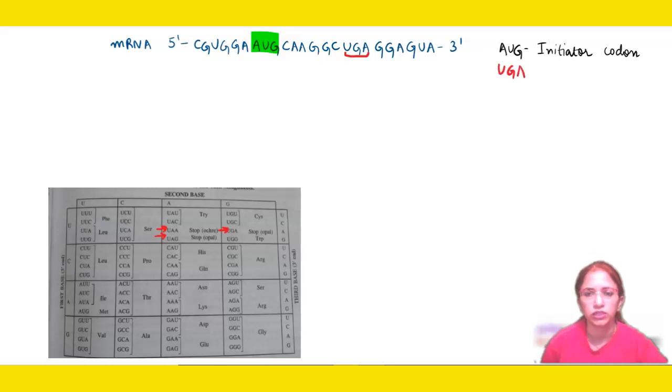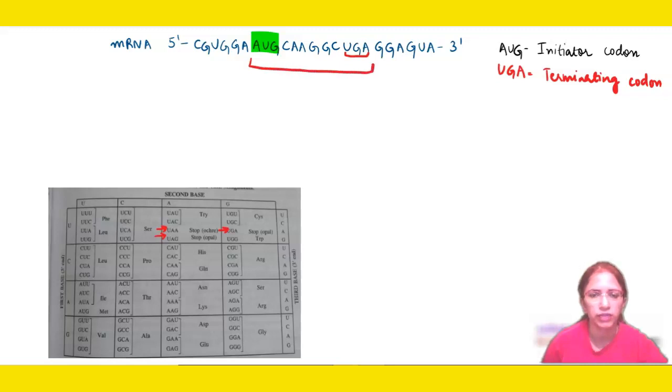So UGA is our terminating codon, meaning this will stop the process of translation because transfer RNA will not bring any amino acid from the cytoplasm. Okay, so that means this will be the unit that will be a part of translation. This will of course stop the process, and the others will bring amino acids.